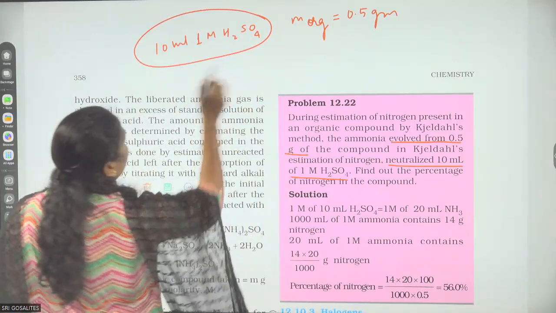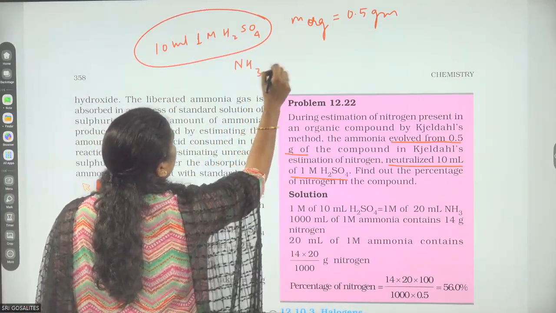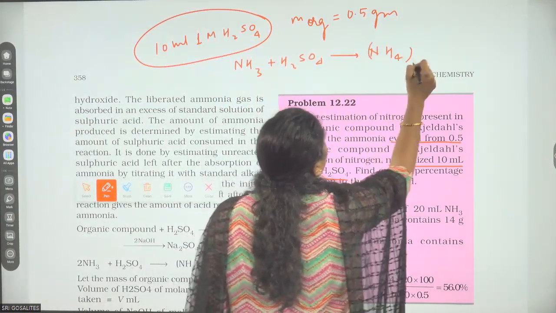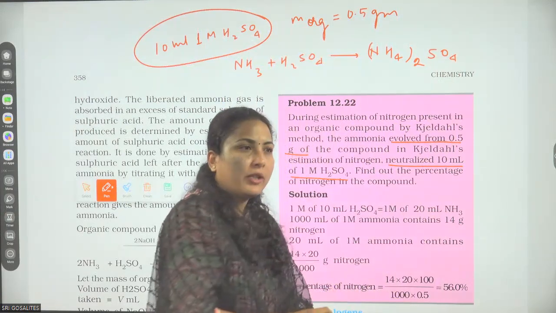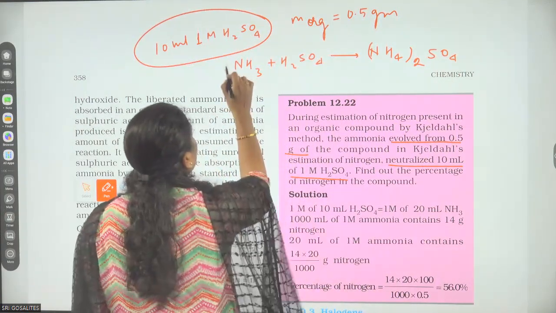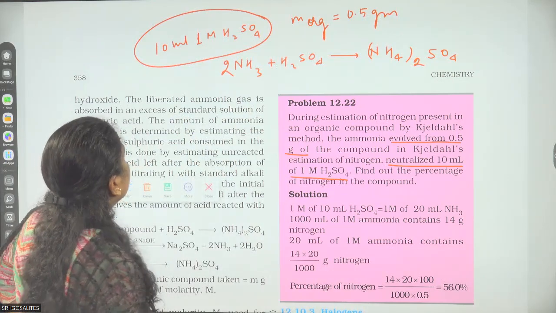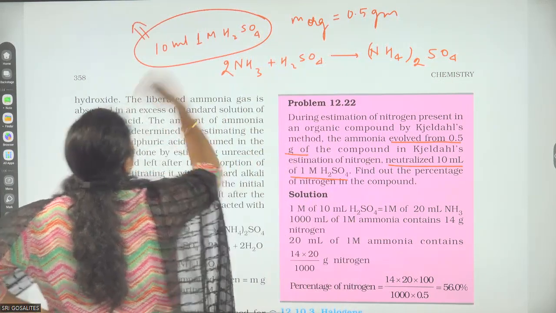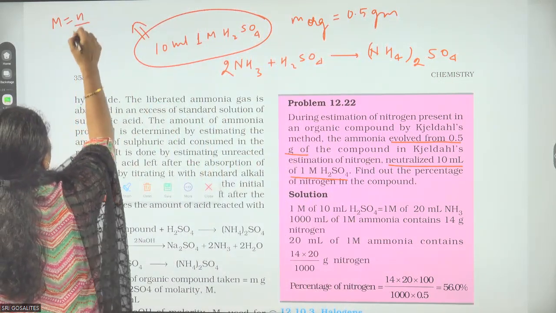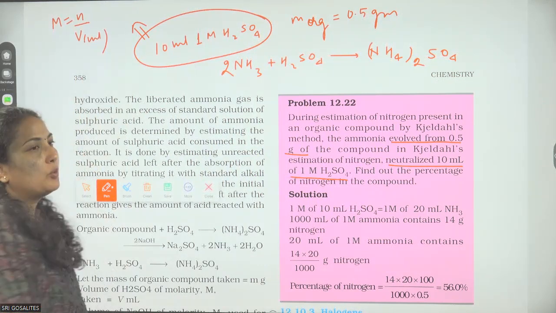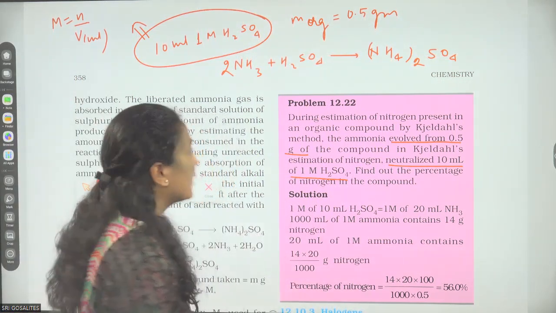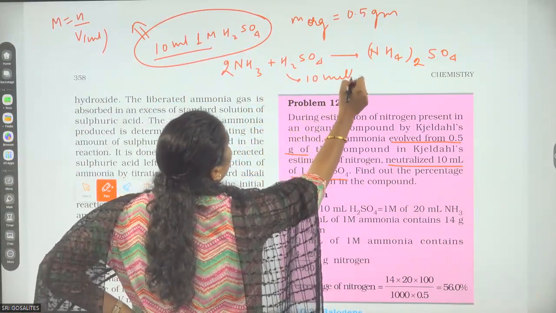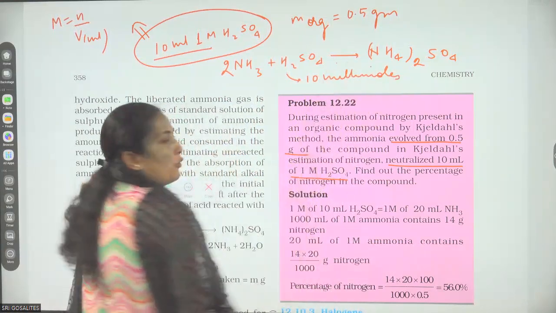So here you can use this equation. Ammonia is reacting with H2SO4, and you will get ammonium sulfate. If you want to do the mole-mole analysis, then you balance it. So it will be 2 ammonia. I think now it is balanced, right? 6 plus 2, 8. Now, how many millimoles? The molarity is number of moles upon volume in ml, so molarity into volume in ml will give you the millimoles. So how many millimoles do I have? 10 millimoles of H2SO4, right?